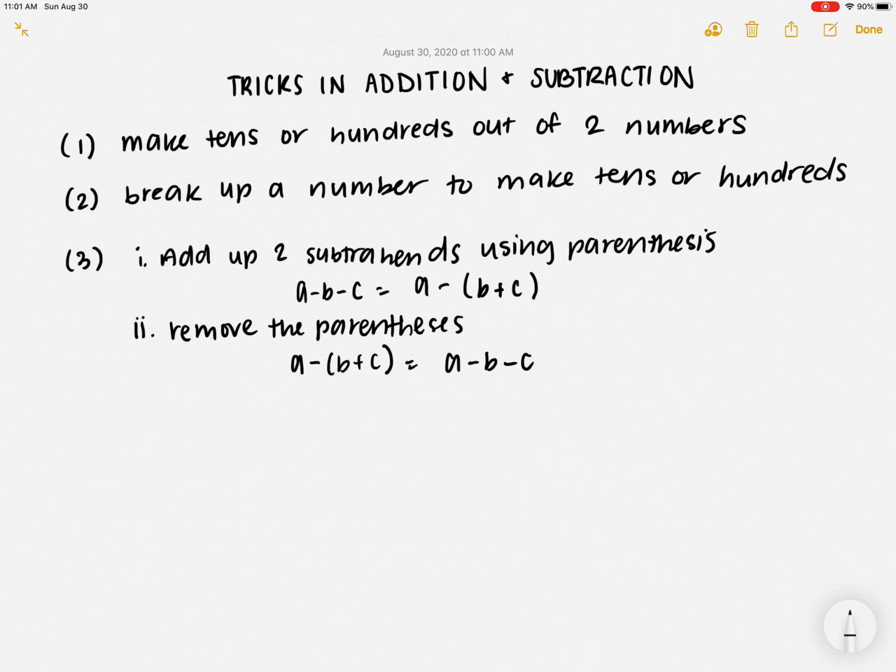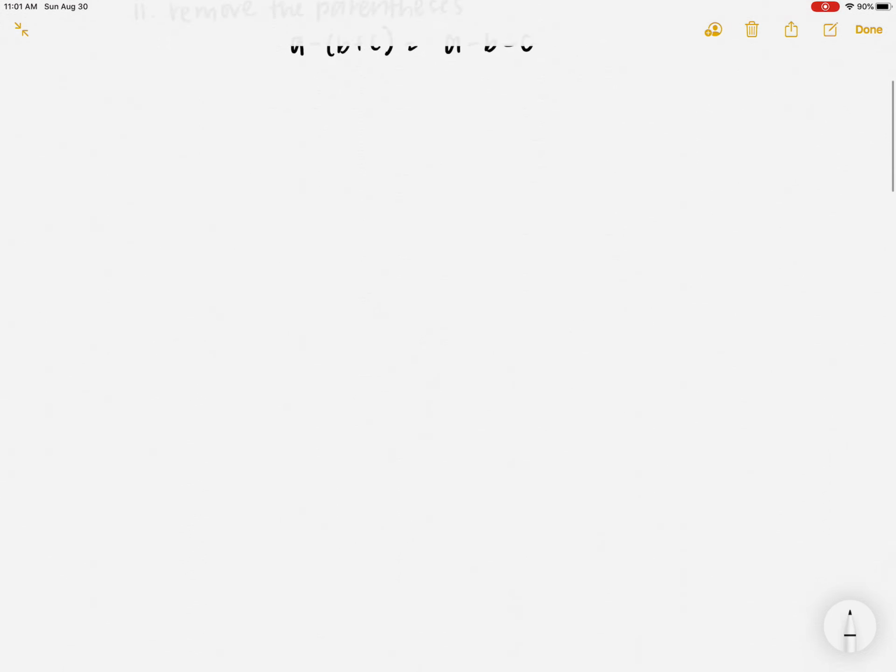So for addition, you could either make tens or hundreds out of 2 numbers, or you can break up a number to make tens or hundreds. For subtraction, you can add up 2 subtrahends using parentheses, or remove the parentheses, depending on how the equation is structured.